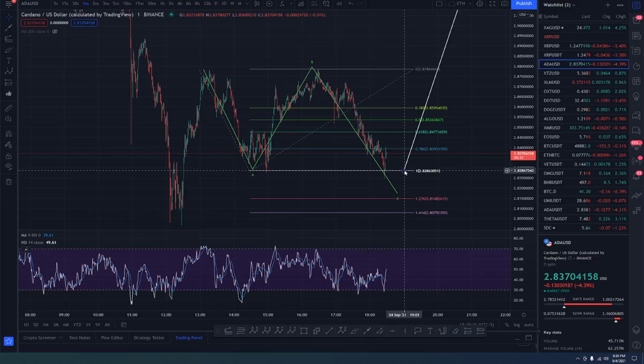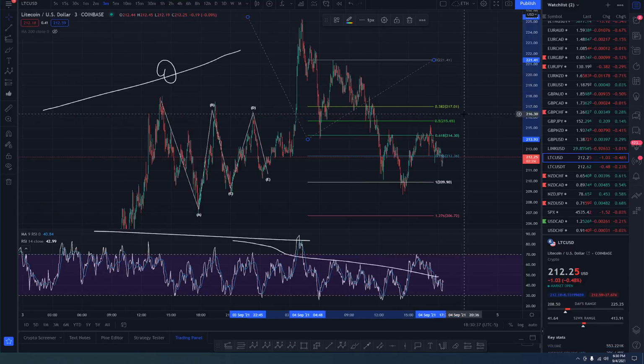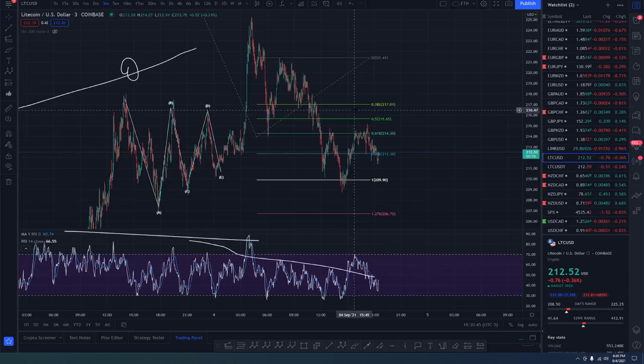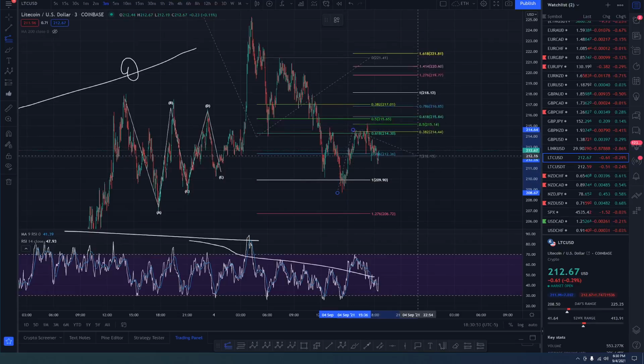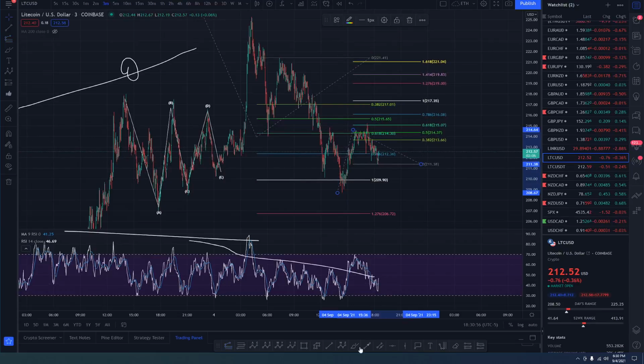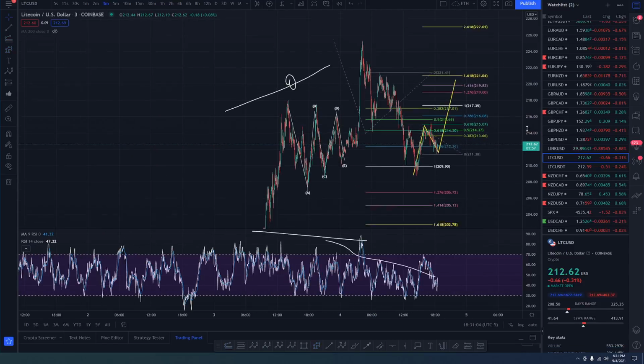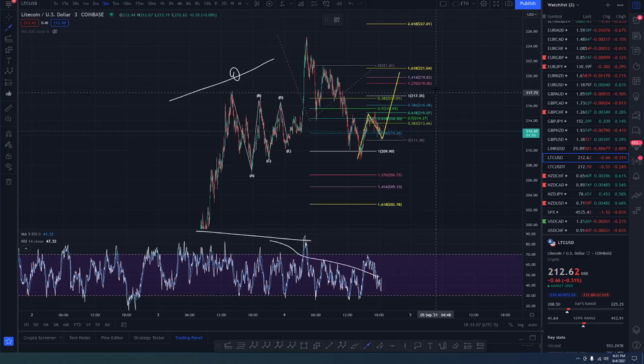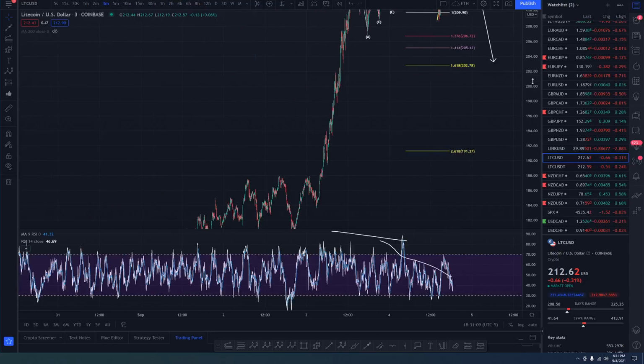Any other charts or questions you guys have? I didn't look at LTC. I can take a peek at that real fast. Looks finished. Got a 1 and a 2, or an A and a B. I'm looking for something like this, maybe. And then once that plays out, maybe a deeper move down.